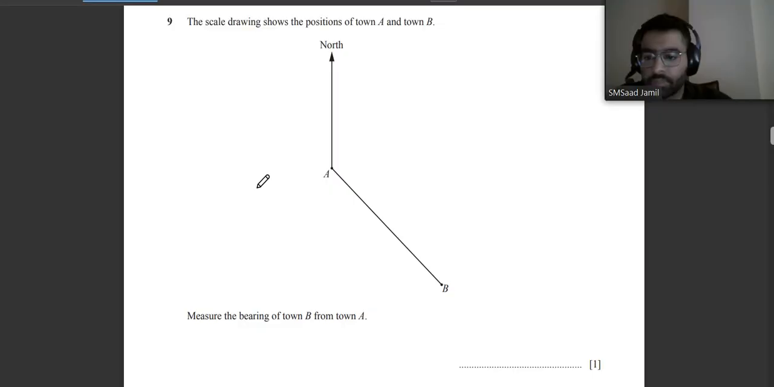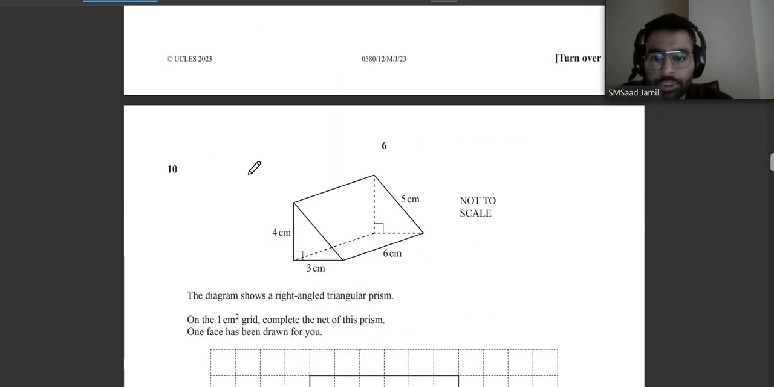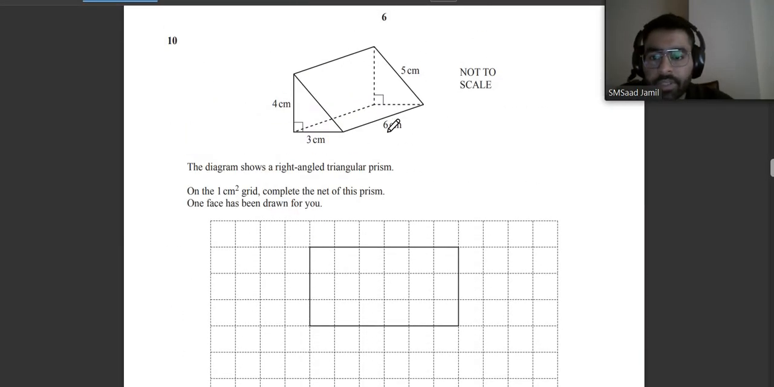Alright. Now we will be moving on to question number 10. It says, the diagram shows a right angled triangular prism on the 1 centimeter square grid. Complete the net of this prism. One face has been drawn for you. So basically we have to open up this diagram and draw it over here. As you guys can see, the base has already been made for you.